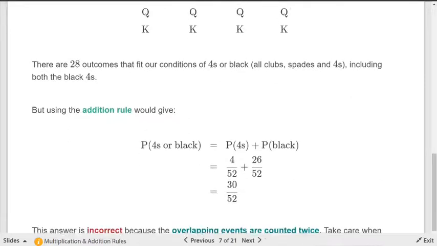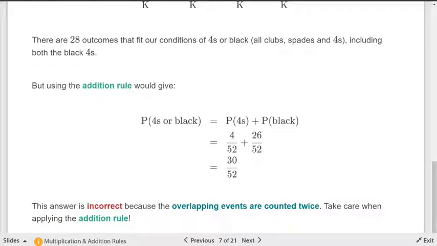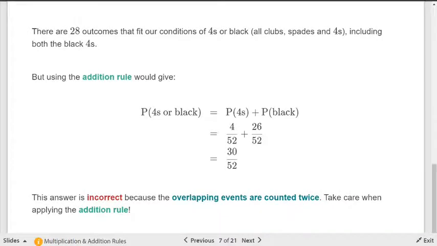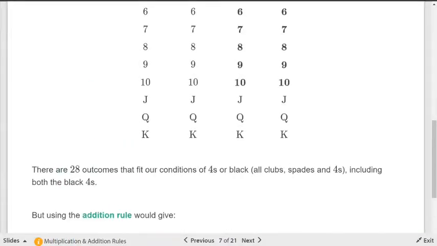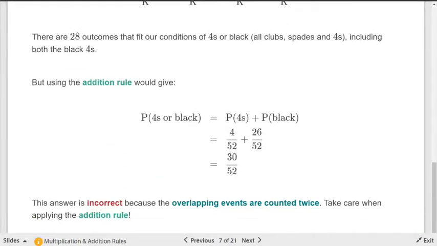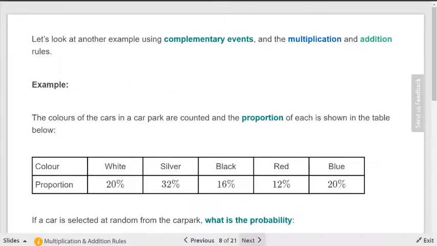And some of you aren't used to cards. Okay, so here we go. There are 28 outcomes. Using the addition rule, you get one probability, and then if you look at the probability from the sample space, it's counting stuff twice. So be careful if they're overlapping. What if I had a 3 and a diamond? Overlapping? Yes. A red card or a black card? No, so the addition rule is fine. Watch out for when they overlap.